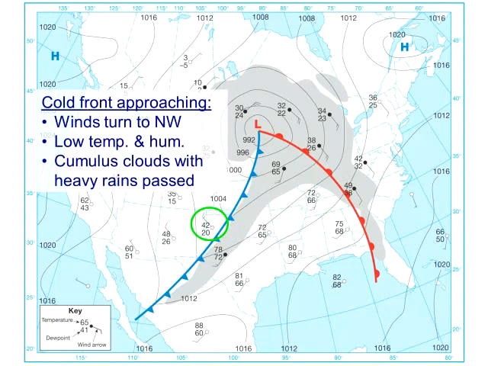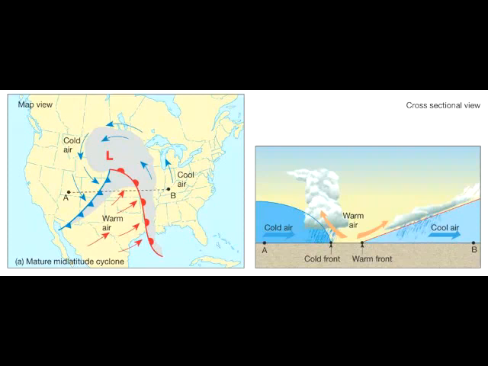And finally, an area that is affected by an approaching cold front will see winds turn to northwest, low temperatures and humidity, cumulus clouds, and possibly heavy rain. Here is another illustration that shows how the weather changes as a mid-latitude cyclone crosses the United States. On the right, you see a cross-section from A to B.